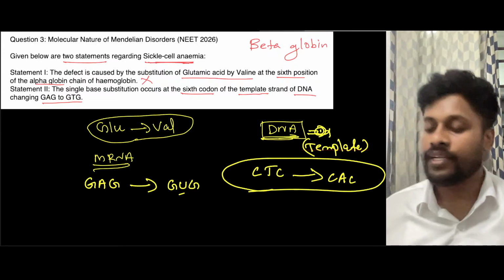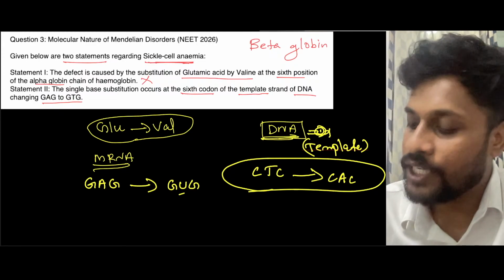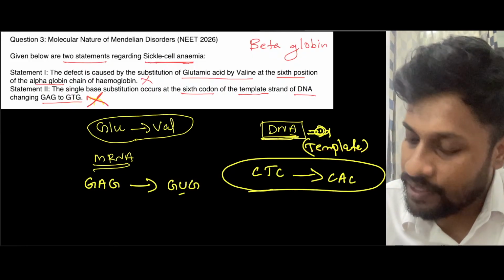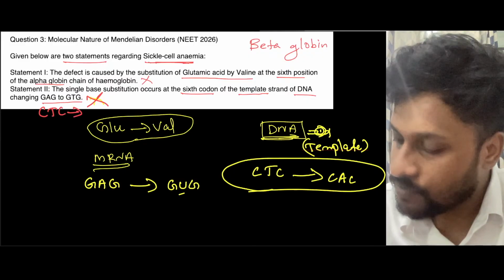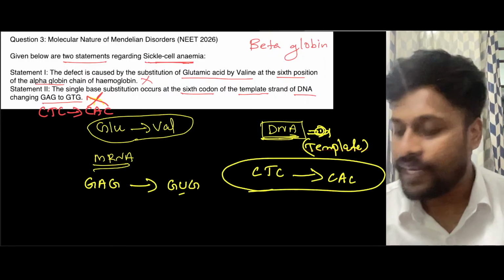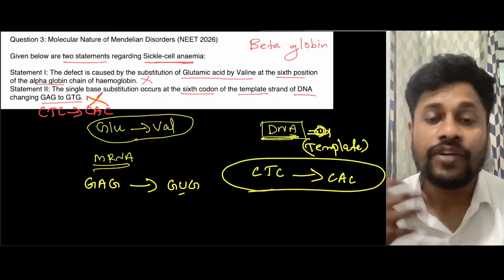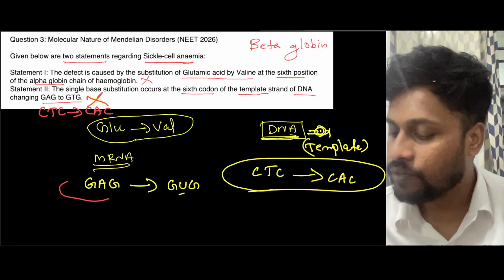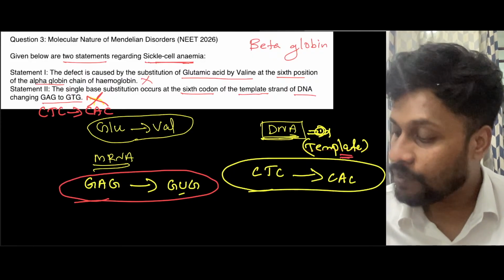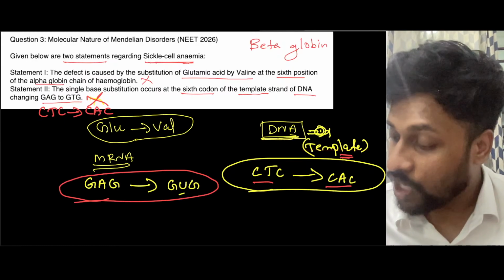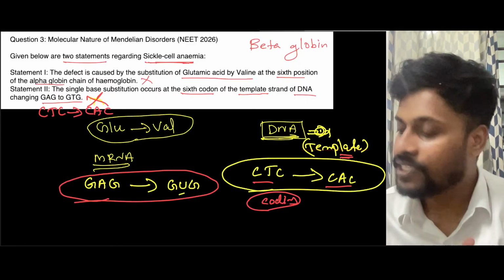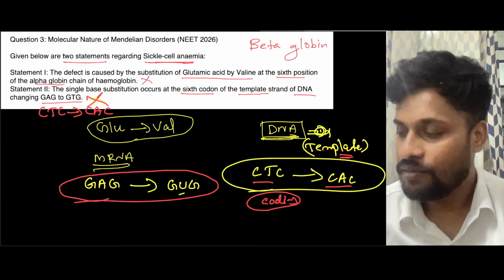So here they have mentioned that in DNA, GAG to GTG. It is not correct. So what will be the correct? CTC to CAC. But if, let's say in the coming NEET exam, they frame the question like, in mRNA, how will it be changing? In mRNA, it will change from GAG to GUG. In DNA, the template strand changes from CTC to CAC. Now the question, what about the coding strand? The coding strand will be just complementary of this one, right? Fine.